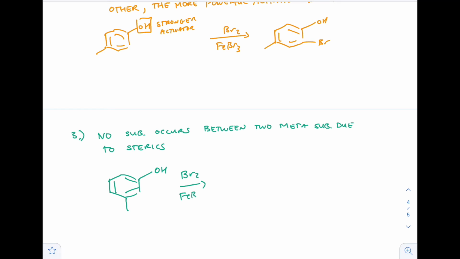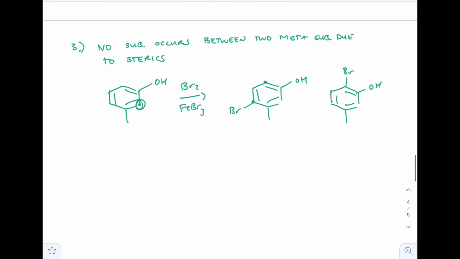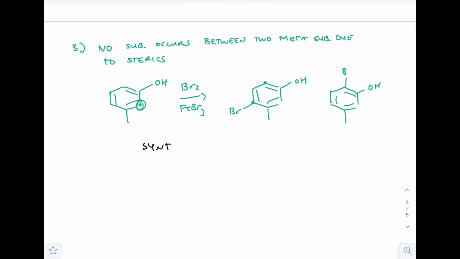No substitution occurs between two meta substituents due to sterics. So if we have like this methyl and the hydroxyl group or the OH, they both want to go ortho, which would be super cool. But it's too sterically hindered for that kind of reaction to occur, and so they are going to go to the ortho or the para position. And in this case, the para to the OH is ortho to the methyl group, right? Perfect. And then ortho to the OH is para to the methyl group. So that's also perfect. And we would just end up at that position. Okay.